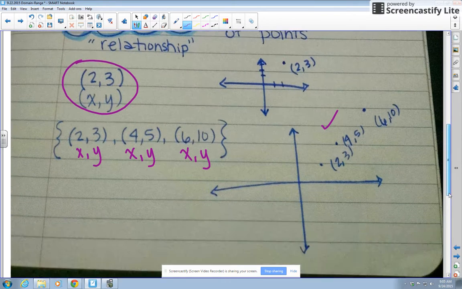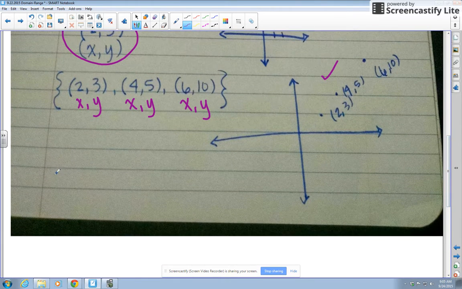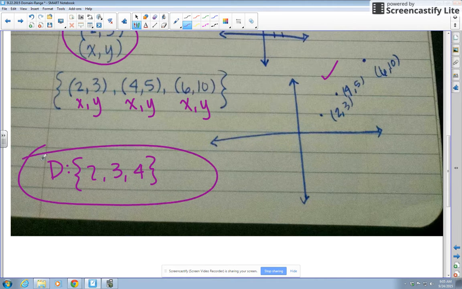Just take note that whenever we talked about domain and range previously, when we write domain and we write 2, 3, 4, these are not a relation because we only have x values. In order to have a relation, we have to have x and y.